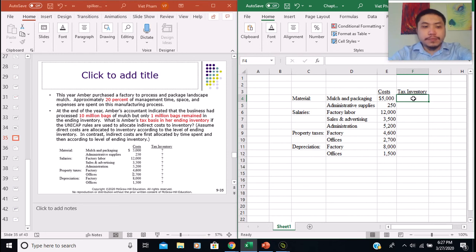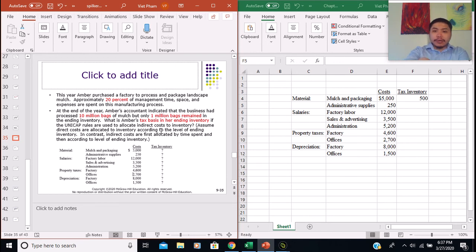that's why we try to calculate the tax basis for her ending inventory here, and that's why they want us to use the ending inventory to account for the tax basis. For the direct cost, mulch and packaging, we use the ending inventory level, which is 1/10, so 10%, times $5,000. So we have $5,000 times 10%, which is $500. That's the first item, mulch and packaging, and we just multiply by 10% because it's a direct cost. We just apply the ending inventory level.